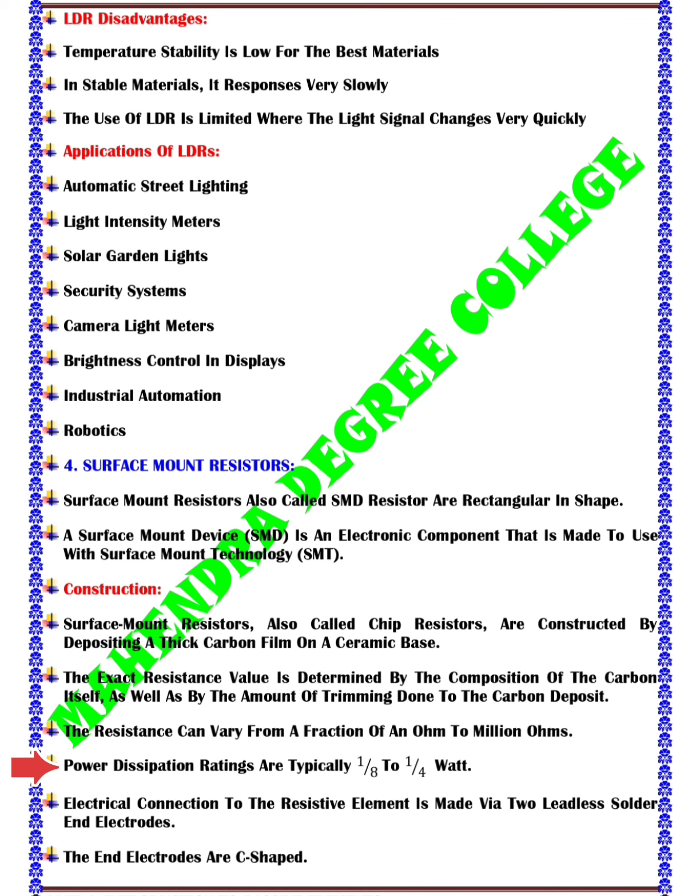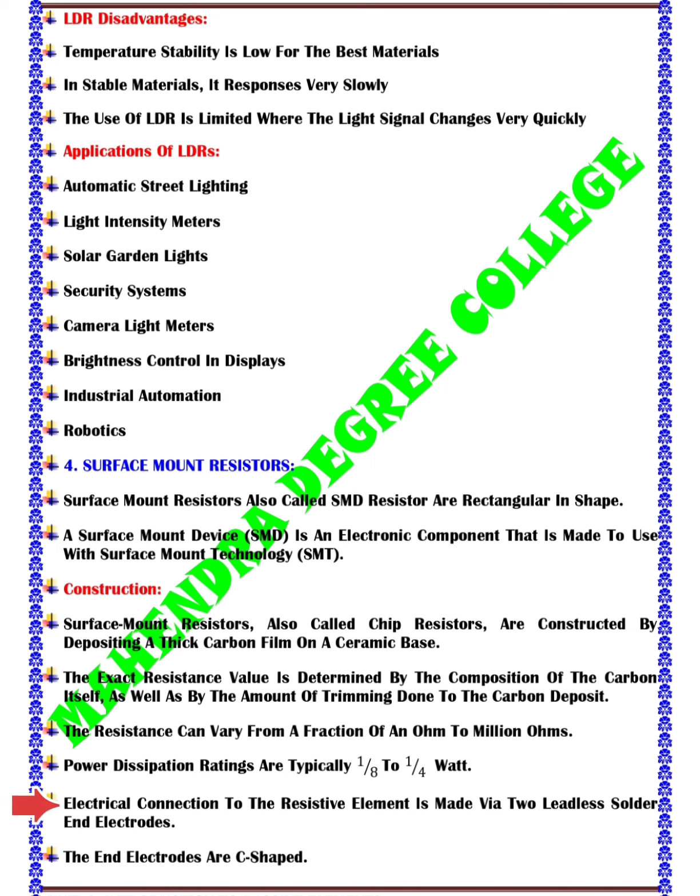A 1/4 watt designation on a resistor means the component can safely dissipate a maximum of 0.25 watts of electrical power. This power rating indicates the amount of heat the resistor can handle before overheating or failing.